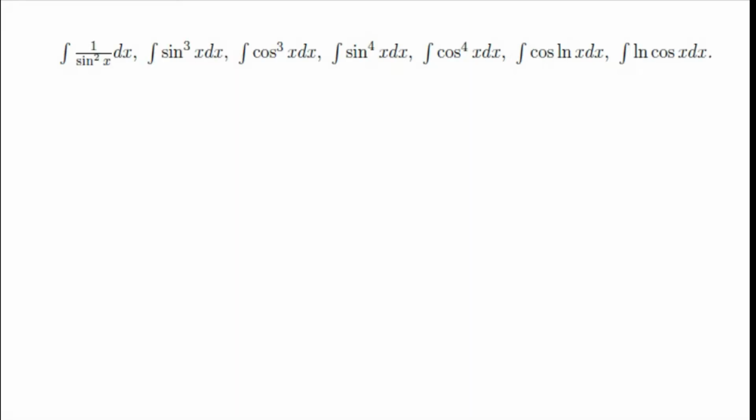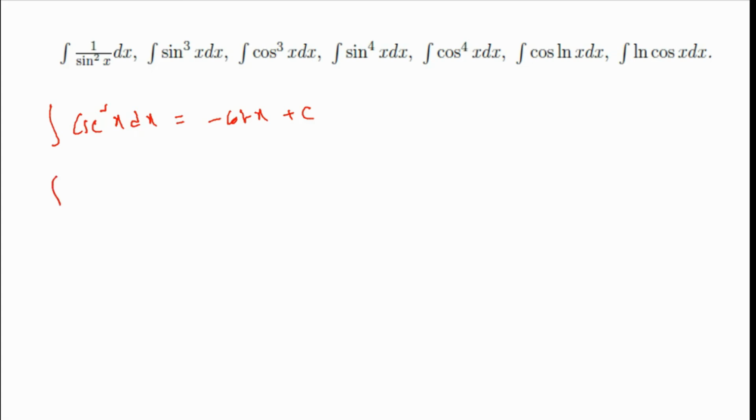Next we will discuss some various types of integrals. So the first one is integral of 1 by sin square x dx. You can write it as cosec square x dx, and this we already know. This is minus cot x plus c.